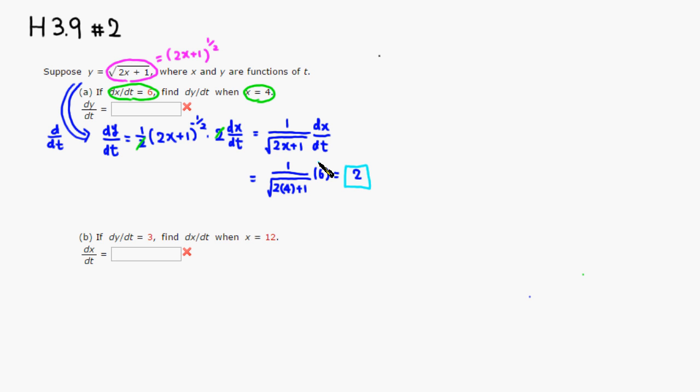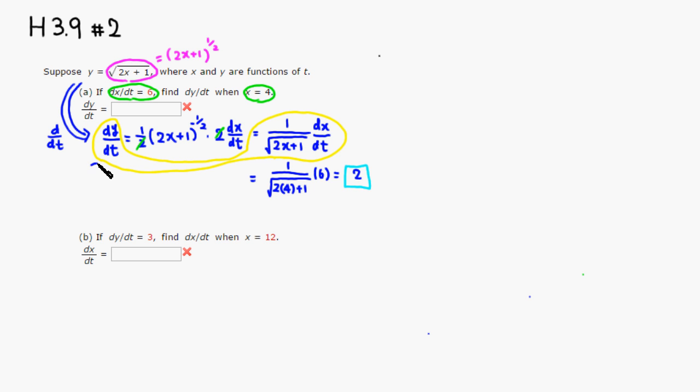Let's go ahead and do part B as well. The derivative is exactly the same, but we are looking for dx over dt. So I'm going to start with this equation here, then solve for dx over dt. dy over dt is equal to that right there.